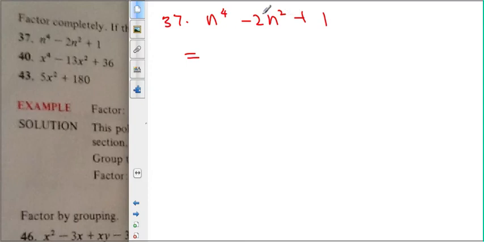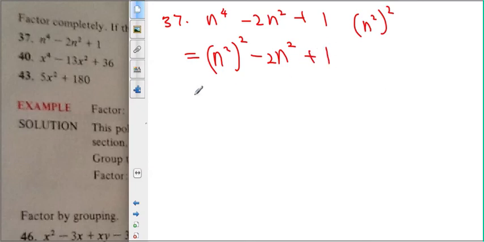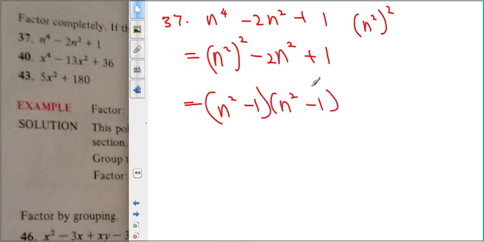But the thing is, this doesn't seem to be quadratic, because I have n to the 4th power. But if you think about n to the 4th power carefully, that's n squared squared. In other words, this can be rewritten as n squared squared minus 2n squared plus 1. That means we can factor this into n squared minus 1 times n squared minus 1, because it's a perfect square. But n squared minus 1 is not done, so we get n plus 1 and n minus 1, because that's the difference of squares. And then we have two of those, so we can just square both of them. That's number 37.